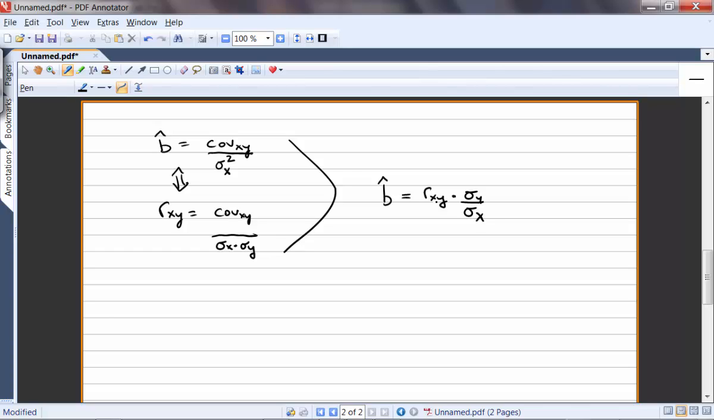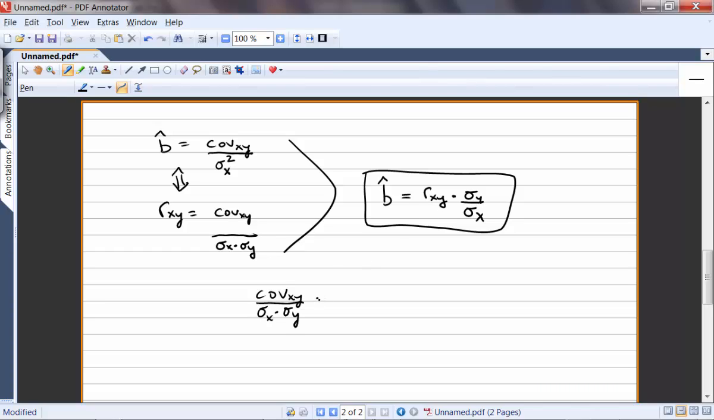If we know r, then we have to know the standard deviation of x and the standard deviation of y, because to get r, we have to calculate the standard deviation of x and the standard deviation of y. So if we know r, then we can know b hat by just using this formula right here. And you can verify that this is true. r is the covariance of xy divided by the standard deviation of x times the standard deviation of y.